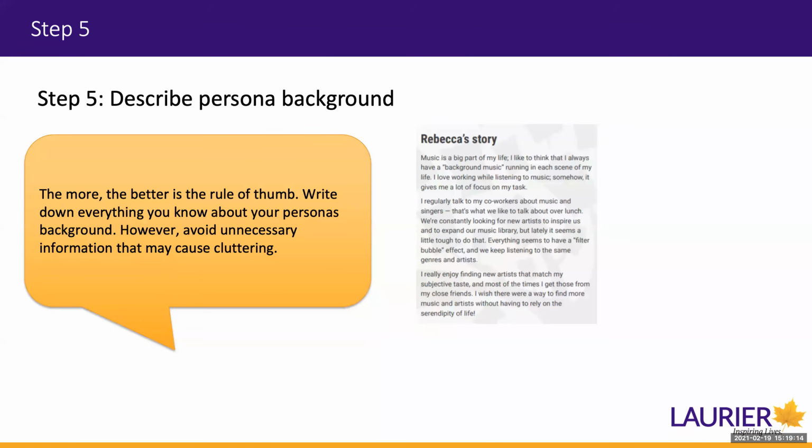Now, in step 5, you want to focus on describing your persona's background. You want to give a brief description of who this person really is. The more, the better is the rule of thumb here. Write down everything you know about your persona's background. However, do try to avoid unnecessary information that is not related to your project and thus may cause cluttering.